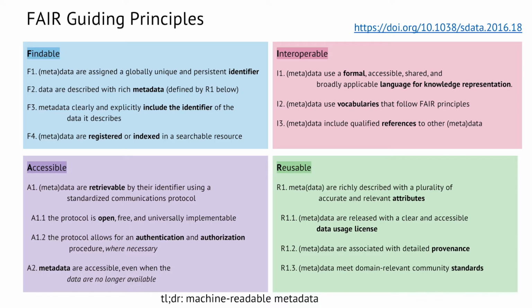To make it accessible, it should be retrievable by the same identifier and using some standard communication protocol, which should be open. And this means sometimes the data is not available. Maybe it is just too big, or maybe it's actually not meant to be shared. It could be personal data and so on. That's okay, but the metadata must remain accessible even if the data is gone.